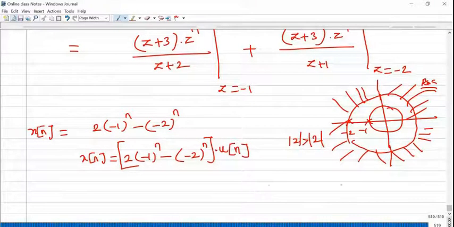Same answer you will get if you solve using the partial fraction method also. You may expect the problem: solve using the residue method and solve using the partial fraction method, and compare your result.